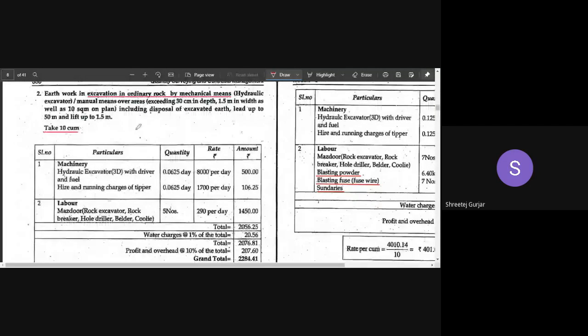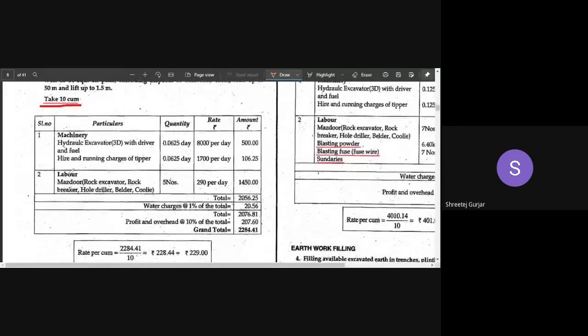You can see this is also the same, but the only change is that we are doing excavation using mechanical means. The other things are the same: you have to take 100 cubic meters of earthwork soil and go forward with your calculation. We are not using manual labor, we are using machinery.